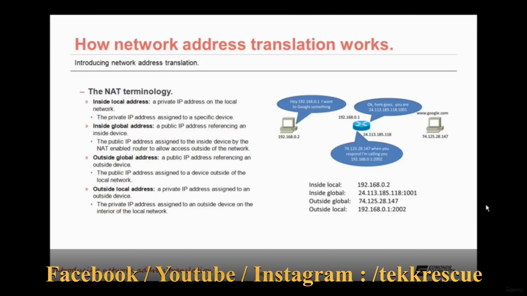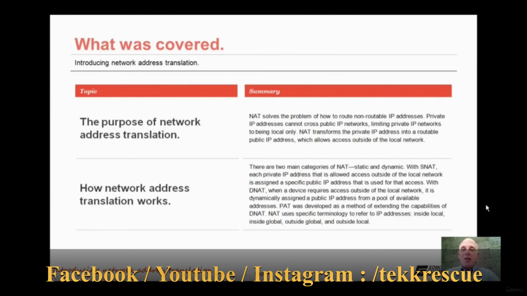Then there's the outside local address, which is a private IP address assigned to an outside device. This is the private IP address assigned to the outside device by the NAT-enabled router on the interior of the local network, so that the inside device can communicate correctly with the outside device. Now that concludes this session on introducing network address translation. We talked about the purpose of network address translation, and then we talked about how network address translation works.